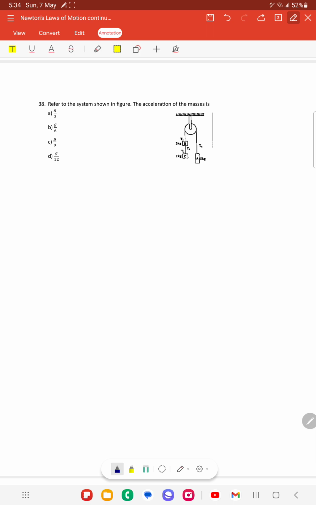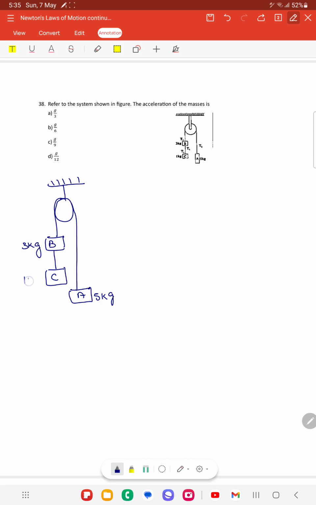Question number 38. Refer to the system shown in the figure. The acceleration of the masses is. So we have the system consists of 3 objects moving over a frictionless pulley connected by the strings. We have B, C and A. Here A is 5 kg, B is 3 kg and C is 1 kg.